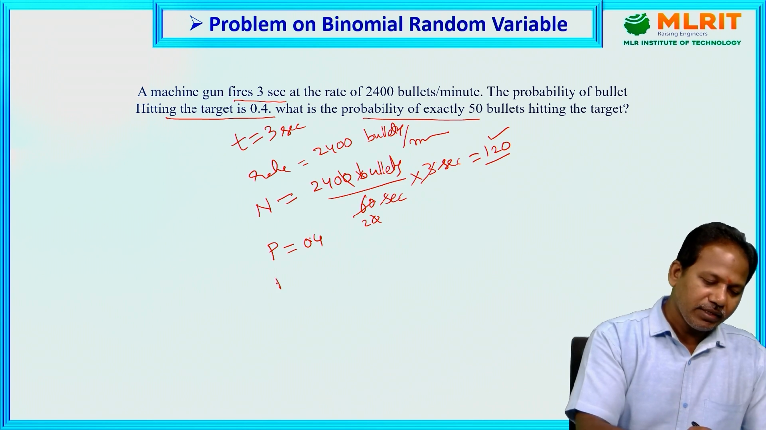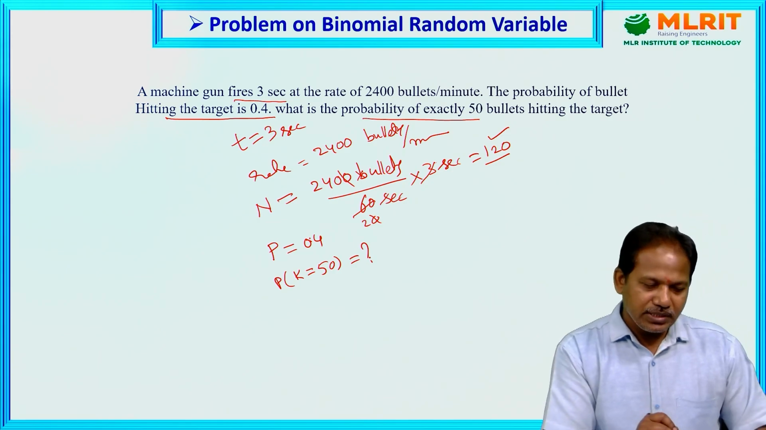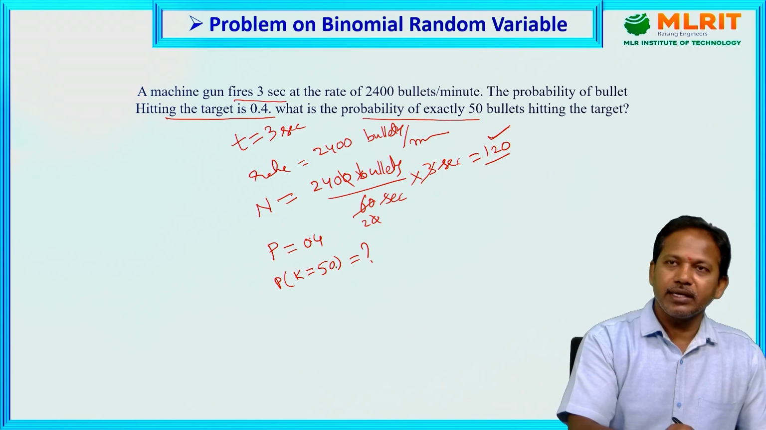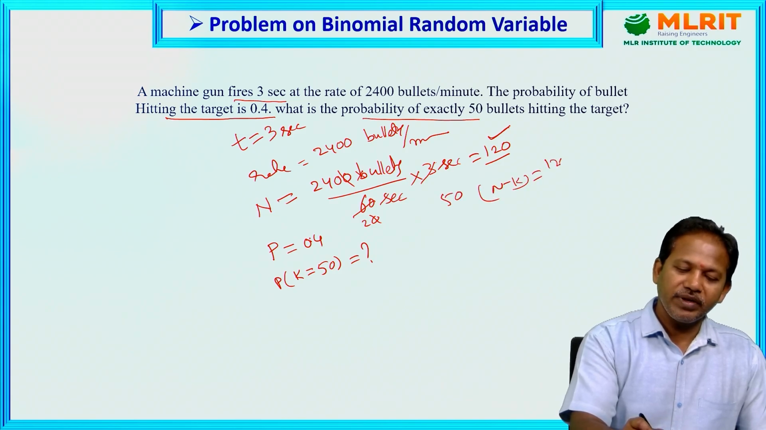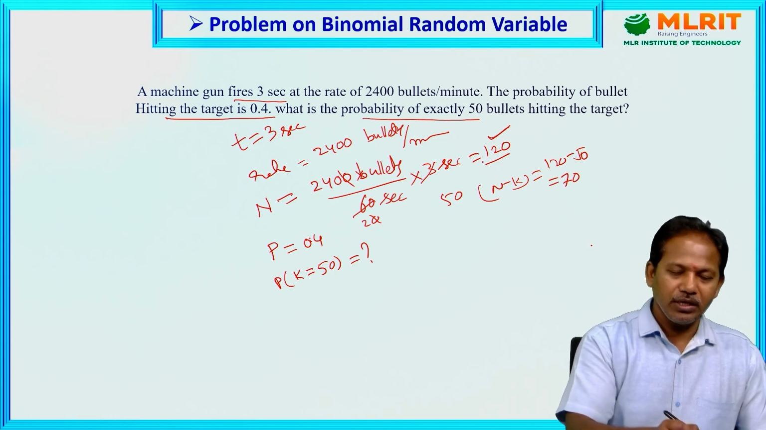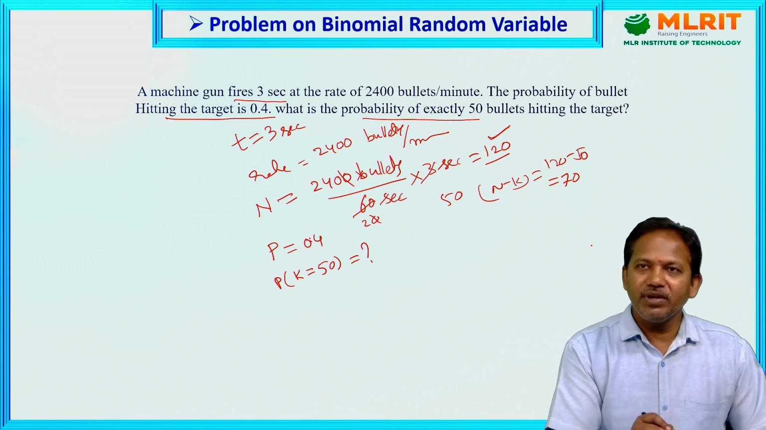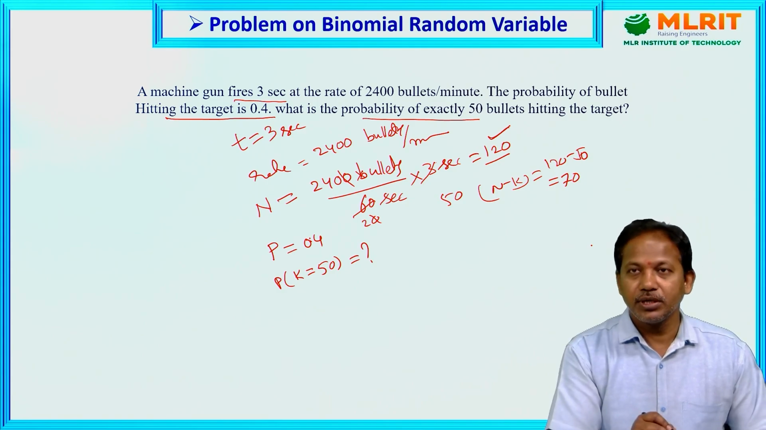Now, what is the probability of exactly 50 bullets hitting the target? I want to find the probability of K equal to 50, that is 50 bullets hitting the target. See here, I know N value, N is 120, K equal to 50 and N minus K is 120 minus 50, 70. So, these are also large values. Finding the factorials will be somewhat difficult because all these values are very large. In that case, this also belongs to binomial only.